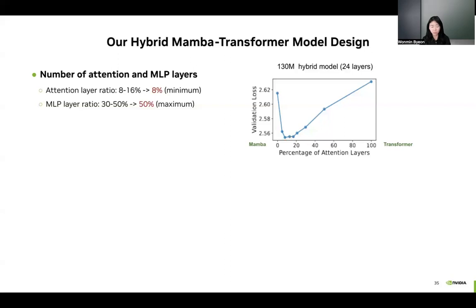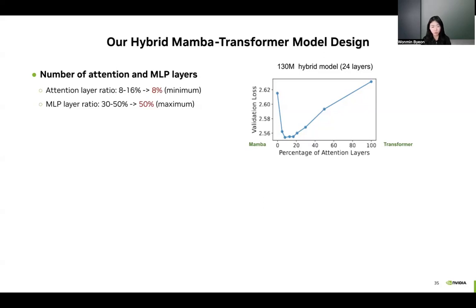So since the attention layer is expensive, we wanted to minimize the amount of attention. So we picked the minimum amount, which is 8%. And then the next is MLP layers. MLP is in general good, more efficient on GPUs. So we wanted to use as many MLP layers as possible instead of replacing Mamba layers.